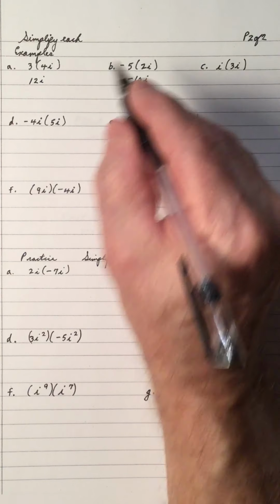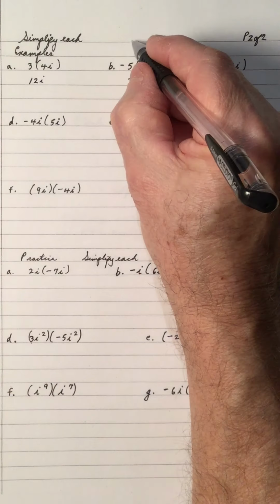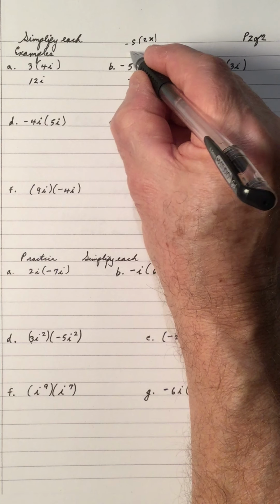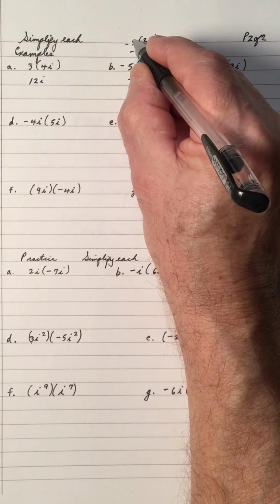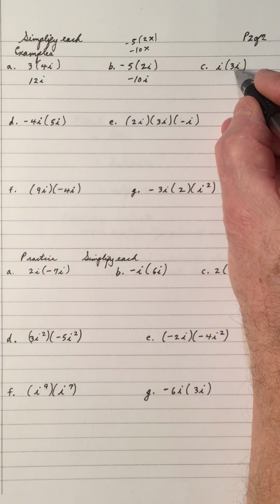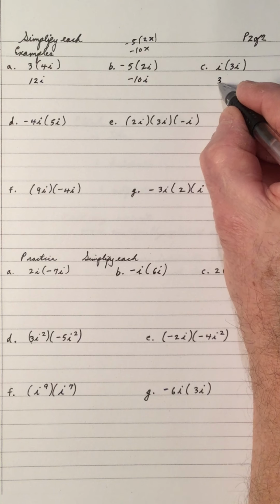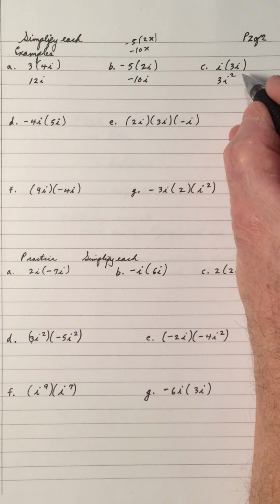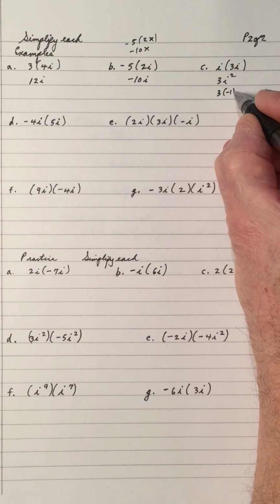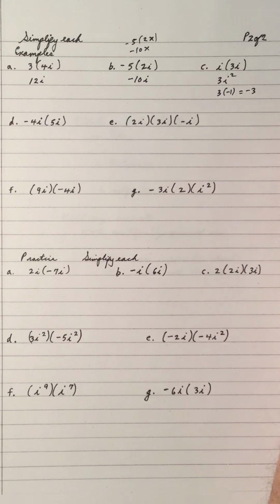So notice you're multiplying the numbers. That's the same as multiplying negative 5 by 2x. You get negative 10x. Same idea. Now c is i times 3i, so it's 3i squared. But i squared is negative 1. So that gives me negative 3.